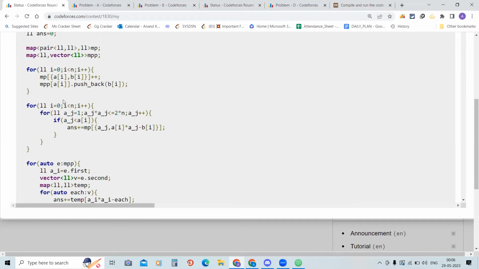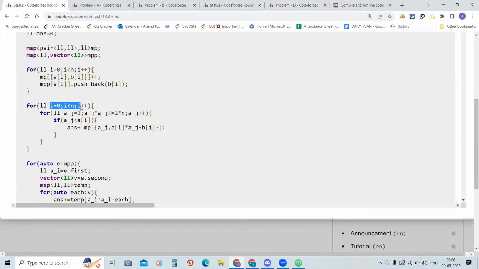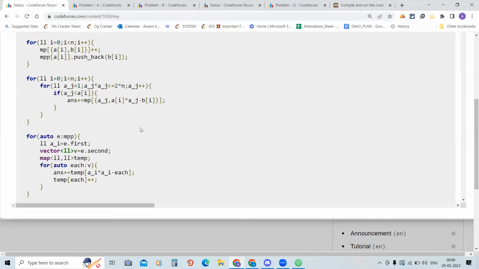After that, this is the calculation of part 1. Here I am fixing the first index AI, then iterating on the AJ values. AJ will vary from 1 to square root of 2n. This is the same as AJ into AJ being less than or equal to 2n, meaning AJ is less than or equal to square root of 2n. Then I check the condition that AJ should be less than AI. If this is the case, I add the value, and BJ will be nothing but AI into AJ minus BI. So this was for part 1.